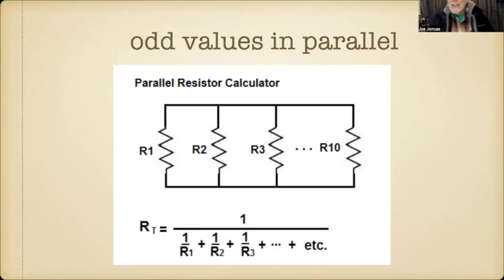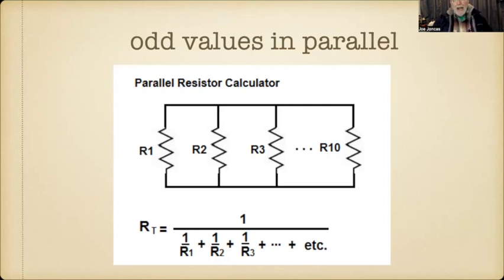Now I want to tell you guys something. You can figure this out. You can take R1 and put it in there, and that's 100, and that's 1 over 100, and you get 0.01. And then you get 1 over R2, which is 50 ohms, so that's 0.02.